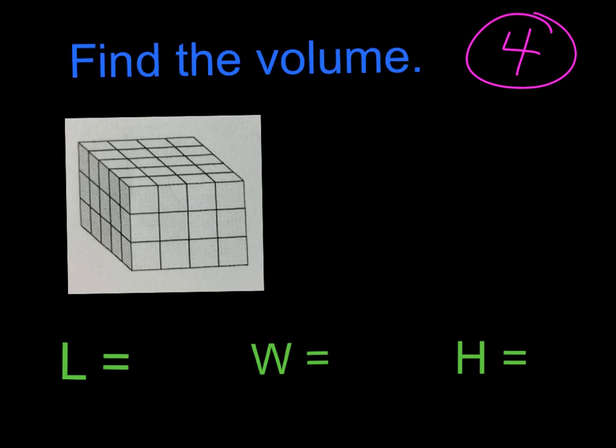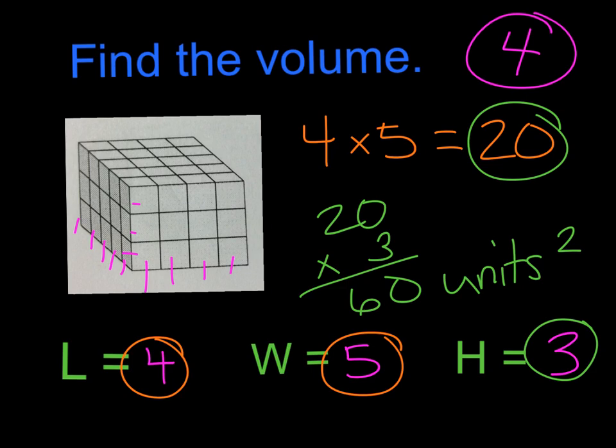All right, problem number 4. Find the volume of this shape. While you're doing your work, pause the video. When you are done, unpause the video to check your work. The length was 4, the width was 5, the height was 3. 4 times 5 is 20, then 20 times 3 is 60. So your answer for number 4 should have been 60 units squared.